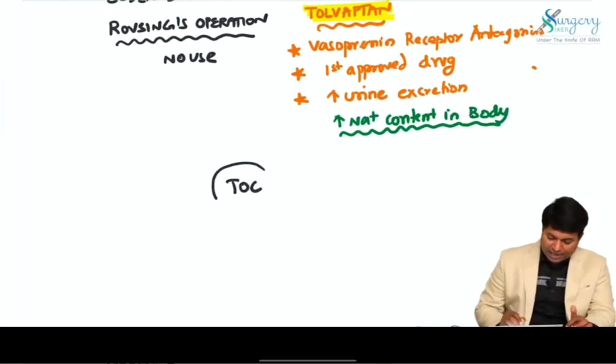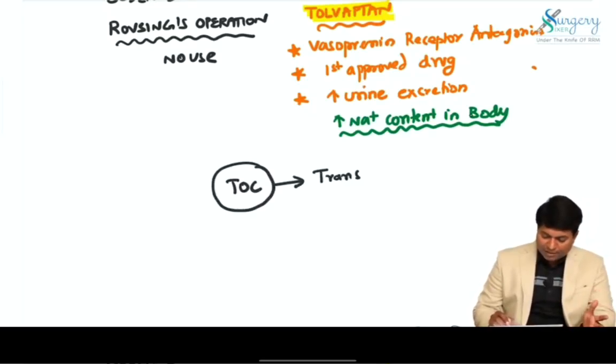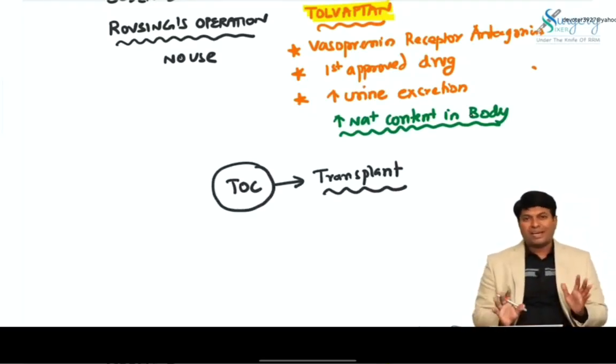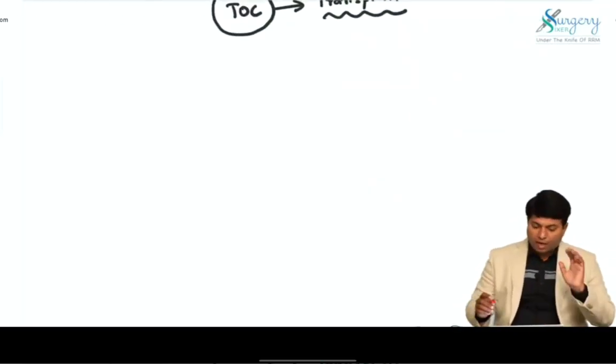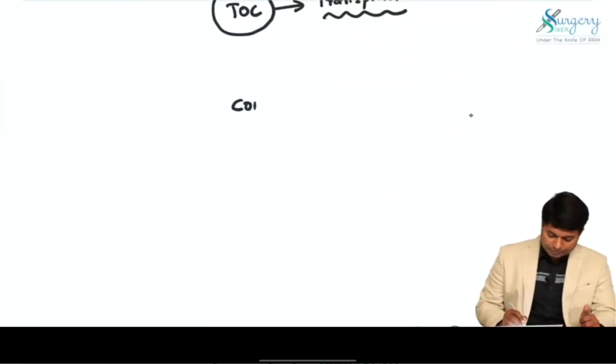What is the treatment of choice finally for these cases? Nothing, just kidney transplant, that's all. No other option. Until you are going to do a transplant, we can extend their survival by dialysis and tolvaptan. So transplant is the final option for these cases.